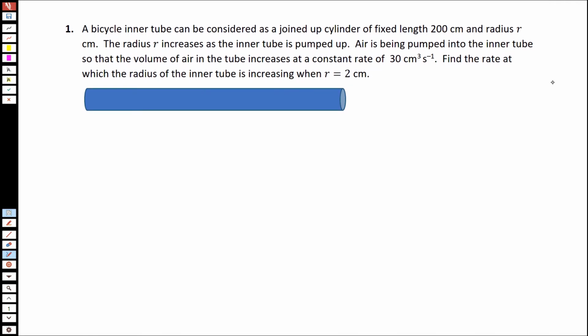In example 1, we have a bicycle, and it has an inner tube, which can be considered as a joined up cylinder, as what we have here. And it has a fixed length of 200 meters. So this length here is 200 meters. And it has a radius. So let's just say the radius here is r.